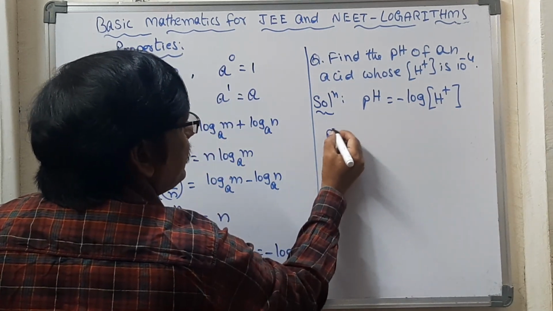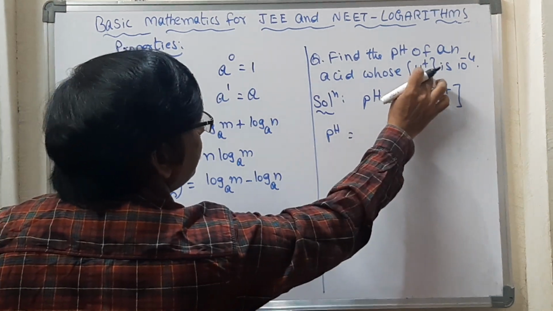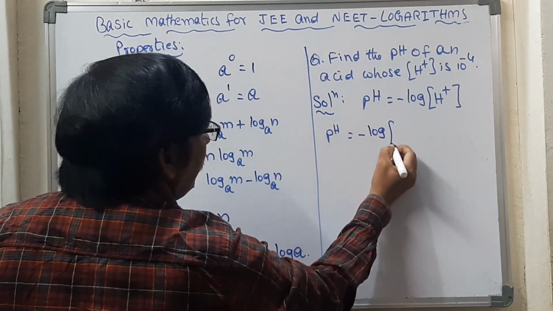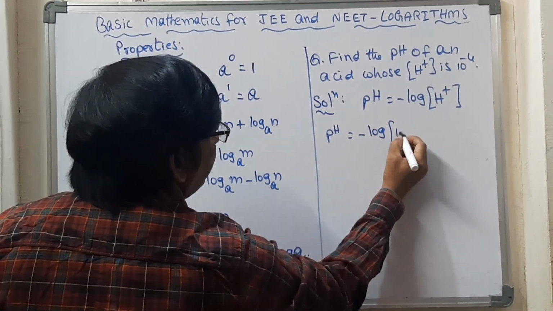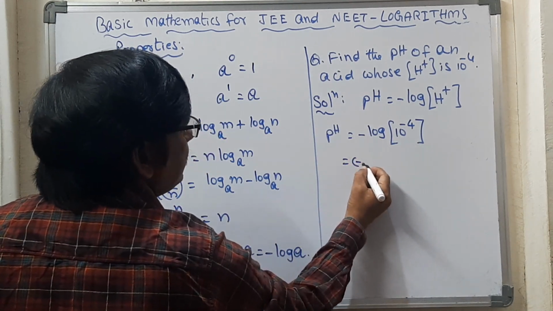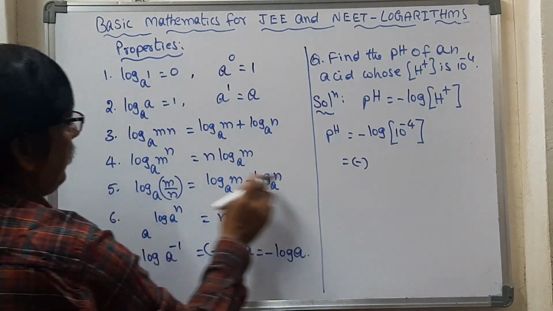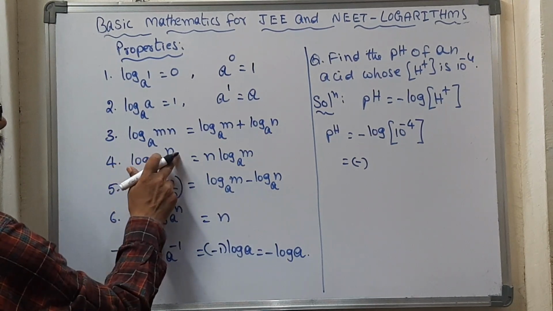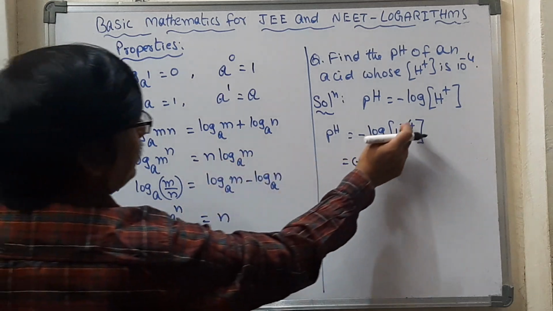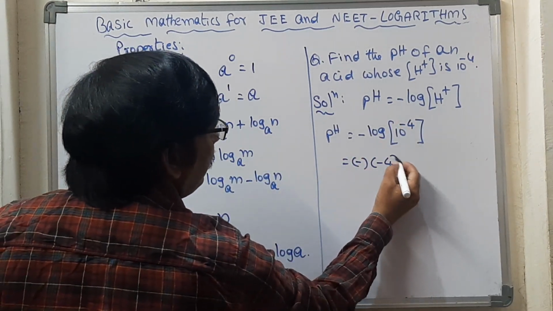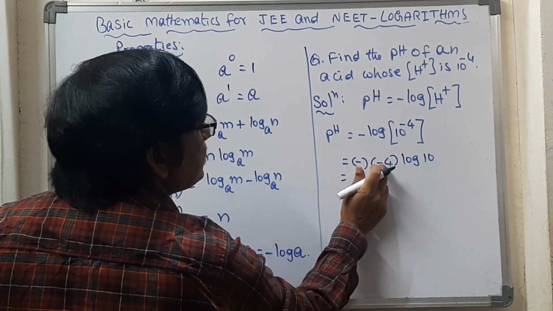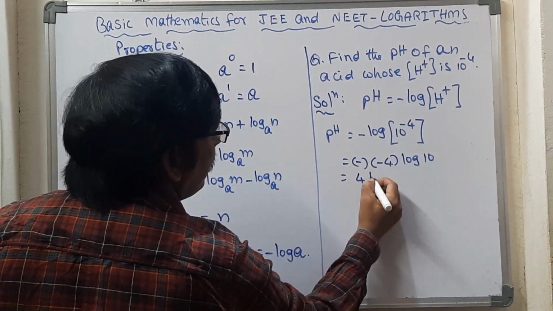Then here pH is equal to, what is the value given? H plus value is 10 power minus 4. And so minus log H plus is equal to minus log 10 power minus 4. Now let us see how we can apply the formula. Take this minus as this. And here log m power n is equal to n log m base a. And so here this is minus of minus 4 log 10. This is minus into minus, plus 4 log 10.